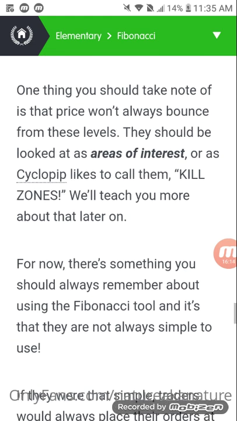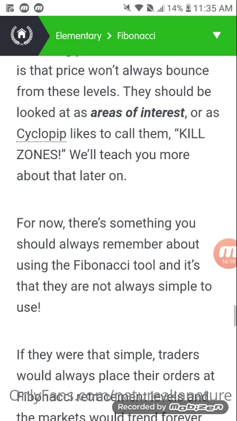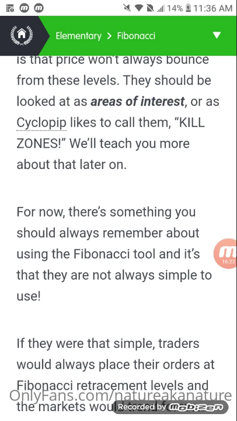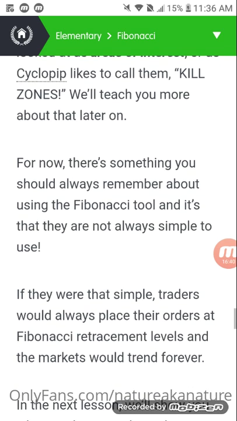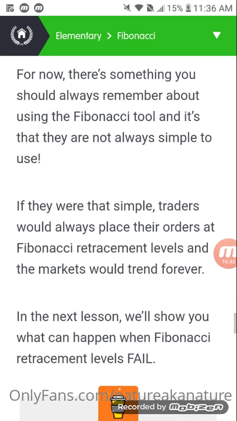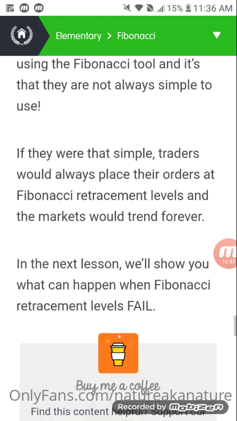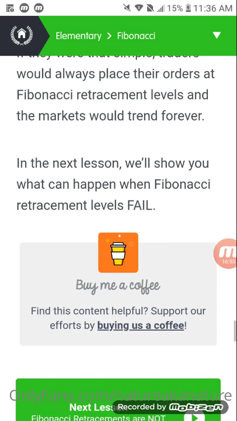For right now, these are Fibonacci retracements. On a downtrend, it will retrace to one of those levels, and on an uptrend it will retrace to one of those levels. As far as support, it will retrace to one of those levels before resuming back in the uptrend. And as far as a downtrend, it will retrace to one of those resistance levels before resuming back down. For now, there's something you should always remember about using the Fibonacci tool: it is not always simple to use. If it were that simple, traders would always place their orders at Fibonacci retracement levels, and the market would trend forever. In the next lesson, we'll show you what can happen when Fibonacci retracement levels fail.